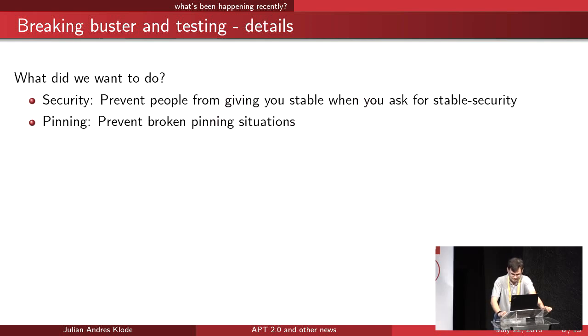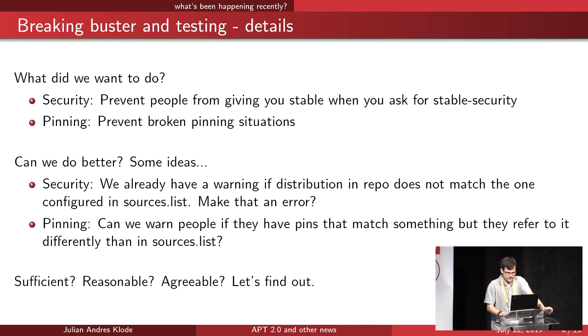Right, so that's suboptimal. So I have a few ideas that could potentially help with these issues as well, but are less invasive than the release info changes. For security, we already have a warning if the distribution in the repository does not match the one we have configured in the source list file. This did not really work for security very well because security had the same codename as stable. But that was changed recently because it's now -security instead of /updates. So we could make that an error and prevent most of these problems.